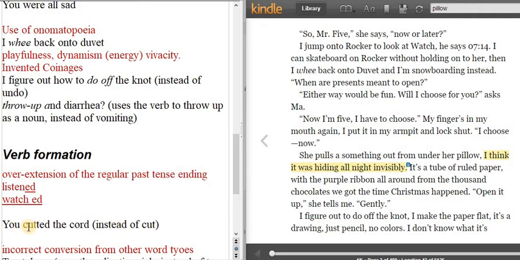So I cut would be present tense, but if I want to talk about the past, you use the same form. I cut it would be present tense, but I cut it yesterday, there would be no ed ending. But Jack doesn't know this.